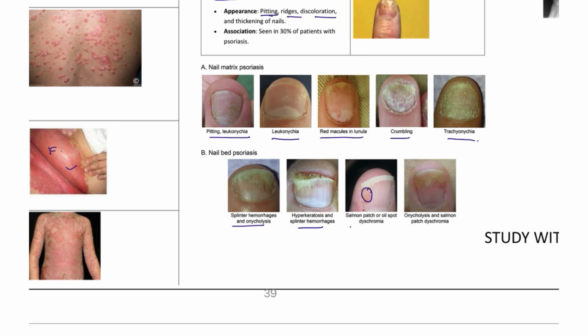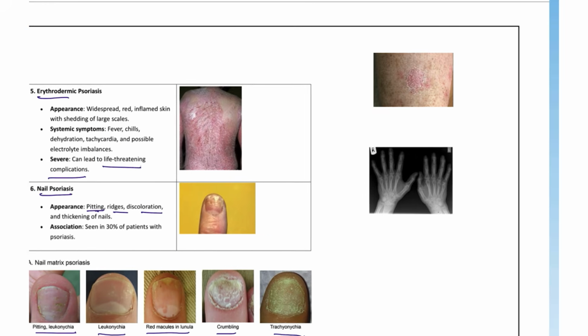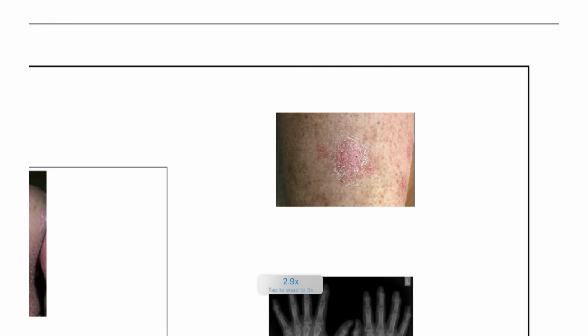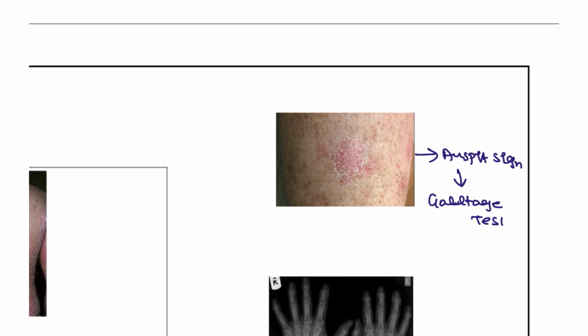So you can see this is the oil spot, a pathognomonic sign, and the onycholysis. Next, under the lesion, you can see the lesion is bleeding. That is known as the Auspitz sign. This is known as the Auspitz sign, and this test is known as the Grattage test.